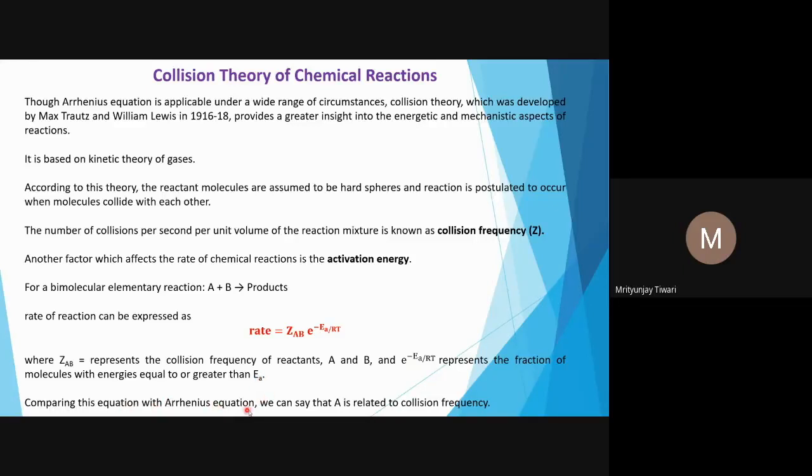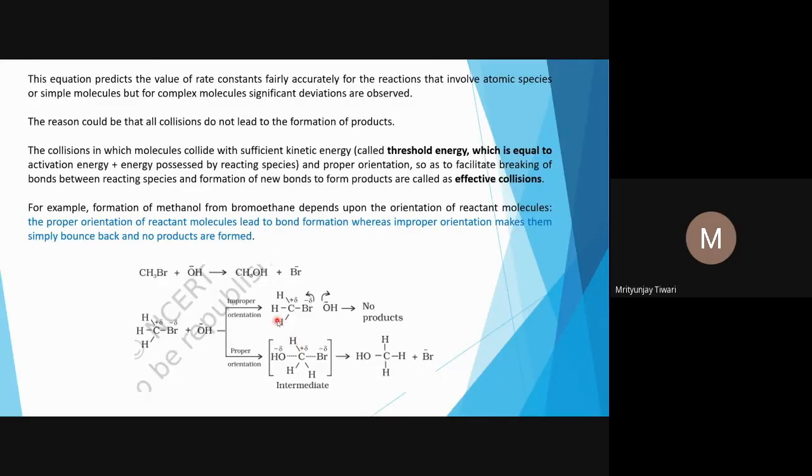Comparing this equation with the Arrhenius equation, we can say that A in the Arrhenius equation, the pre-exponential factor or the Arrhenius factor, is related to the collision frequency Z_AB. So A is actually the Z_AB, and the rate constant that we have seen there depends on Z_AB. So if the collision frequency is increased, the rate constant is increased, and the rate has also increased. So A is what Z_AB means, the collision frequency.